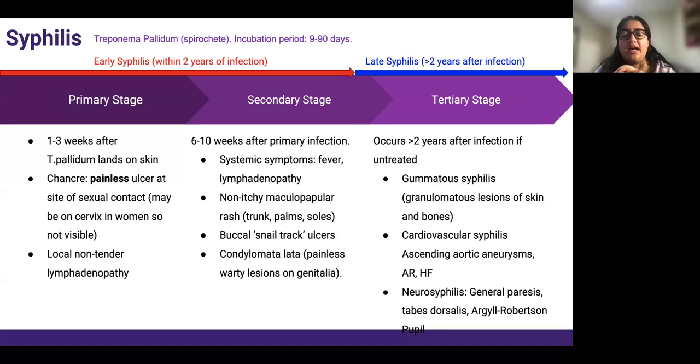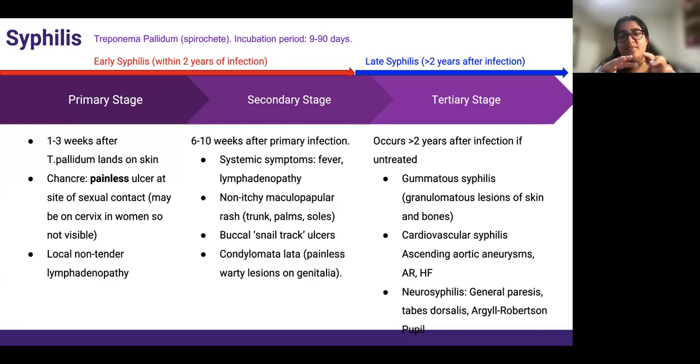And you can also get snail track ulcers in the mouth. I know the rash starts off as maculopapular, but the rash can carry on progressing in different ways. So it could become a pustular rash. It could also turn hard and scaly. And it can also turn into something called condylomata lata, which is painless, warty lesions on the genitalia. So the rash can change its shape and type.